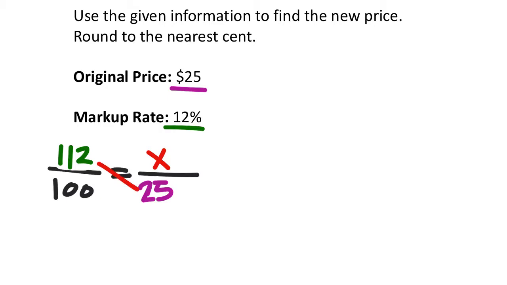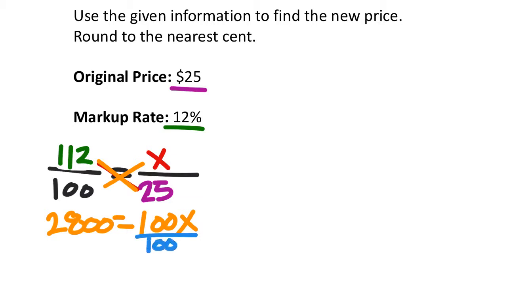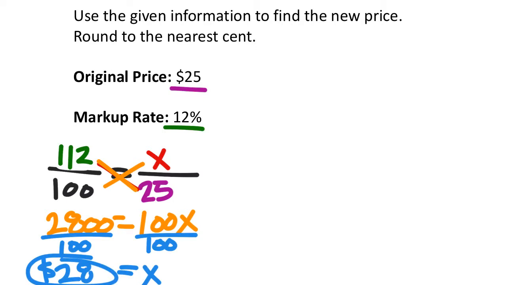So solving this problem, I got 112 times 25, but 112 times 25, 2,800. And this equals 100 times x. Now just divide both sides by 100 to make that 1x, or the new amount after the markup appears to be 28 bucks. So, where it was originally priced at 25 bucks, an additional 12% would make it $28. And yeah, that's as far as we need to go on that one.